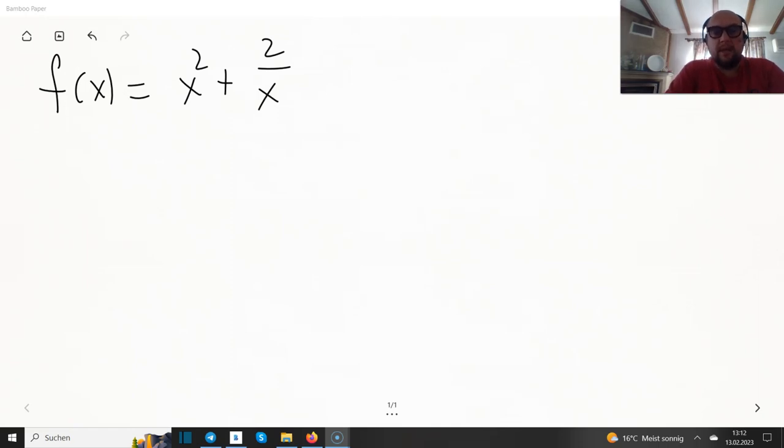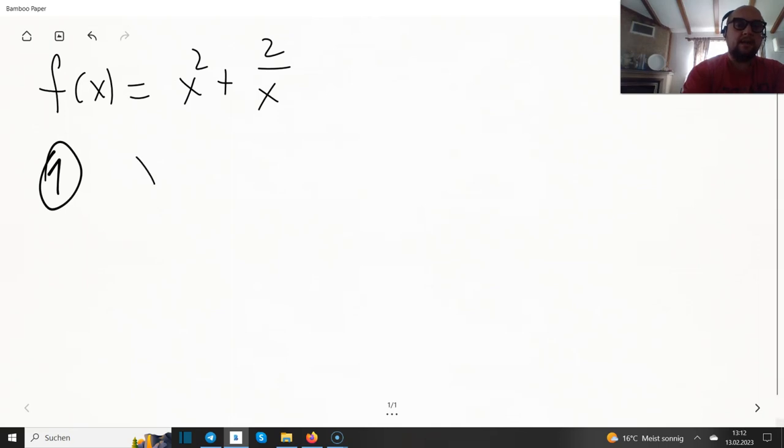Today let's see how the graph of x squared plus 2 divided by x looks like. Okay, so we start with the very first step, which is domain. Once again, x isn't allowed to be 0. It's pretty simple by hyperbolas. If x is 0, in the denominator is a problem.